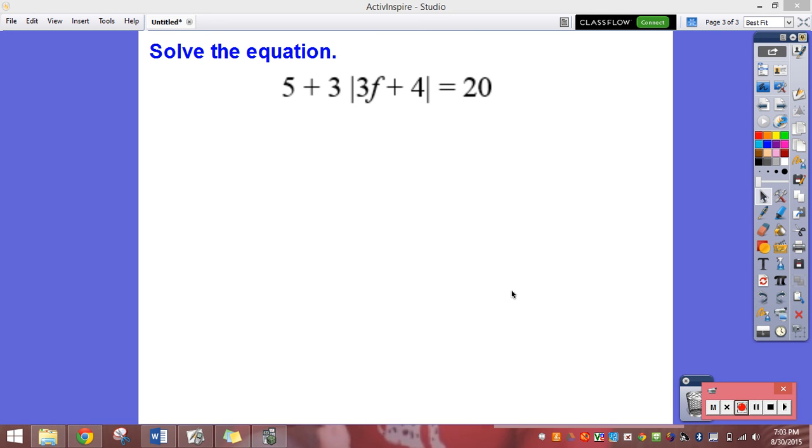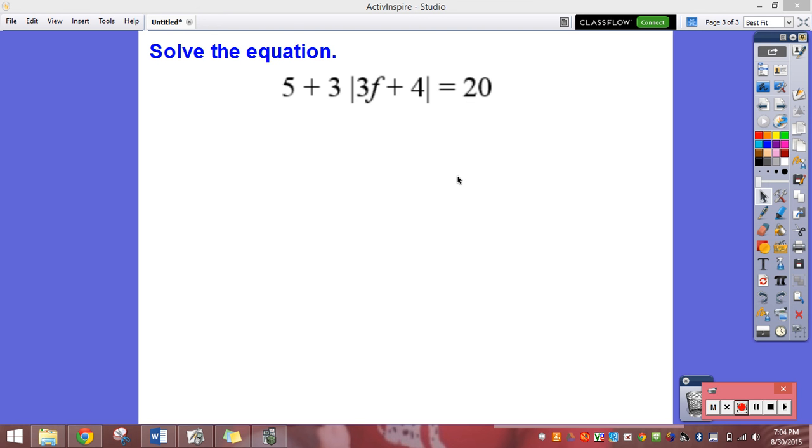In this example, we have 5 plus 3 times the absolute value of 3f plus 4 equals 20. And when we did these in class, there are two things we needed to keep in mind. The first thing is, if I'm solving an absolute value equation, I want to move everything outside of the absolute value bars to the opposite side of the equal sign. So I need to move this 5 and this 3 to the opposite side.